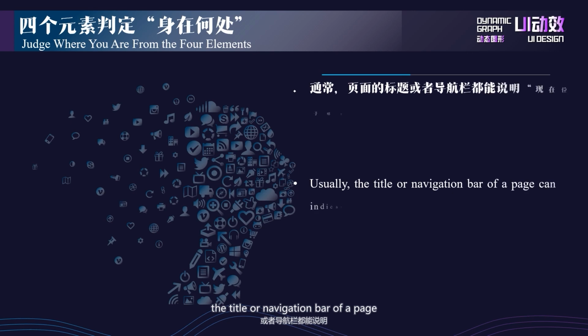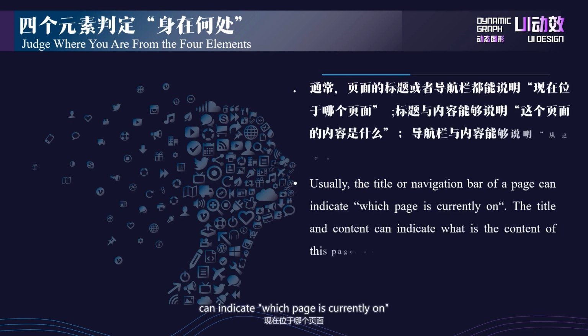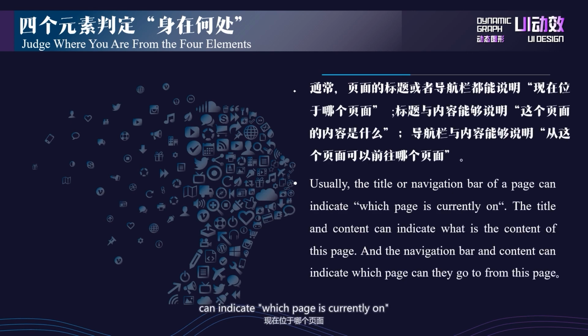Usually, the title or navigation bar of a page can indicate which page is currently on. The title and contents can indicate what the content of this page is, and the navigation bar and contents can indicate which page they can go to from this page. Of course, other methods can also be used to describe this information, but usually it's described by elements.